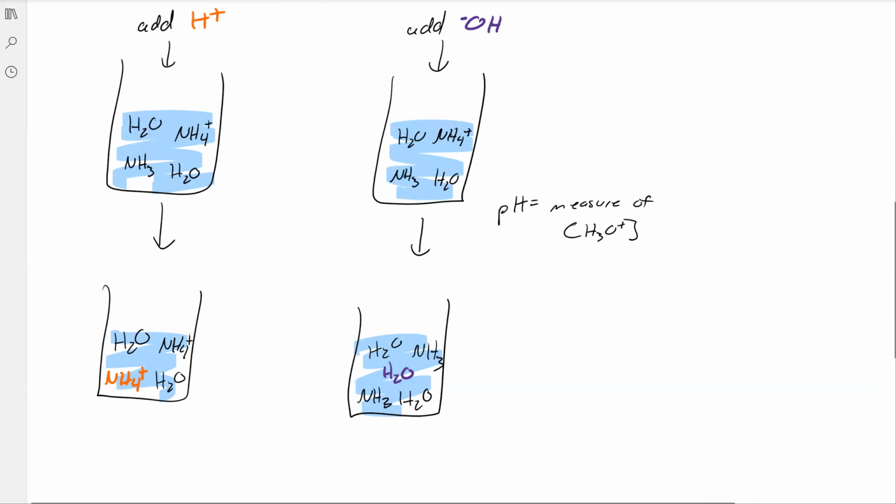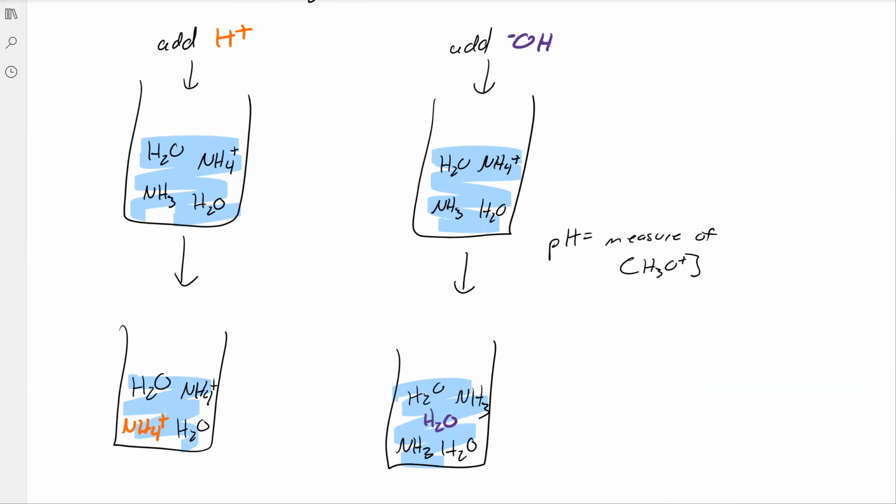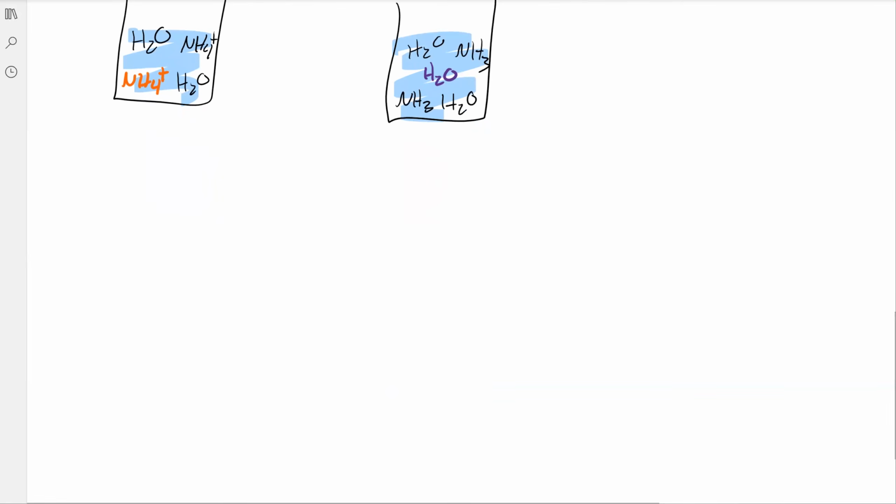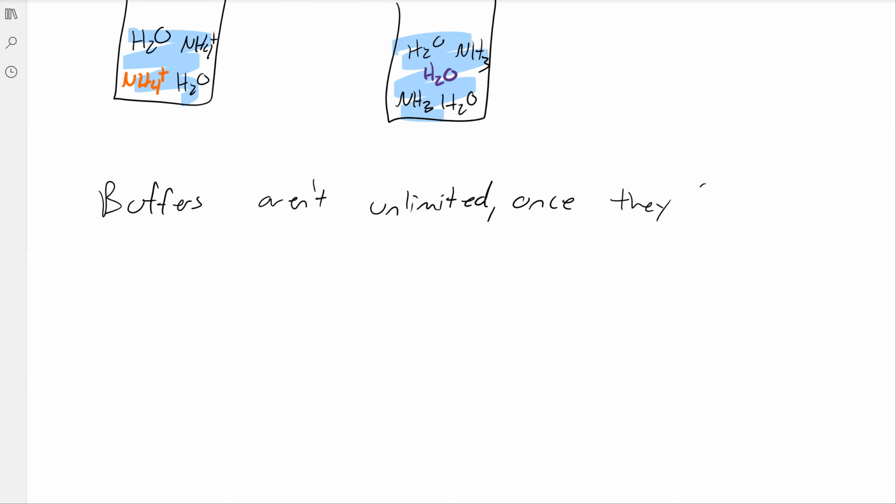And so that's what buffers do. They buffer your solution. They give you a little bit of range. You can add some acid, you can add some base. It won't change the pH of the solution because the buffer is basically going to sacrifice itself to react with that acid or base. One issue though with buffers is logically they aren't unlimited. There's only so much buffer in any type of solution. And if you add enough acid or base, they will run out. And once they run out, we can experience huge pH shifts, right? Because there's no longer a buffer. So now we can change the concentration of H plus very quickly.